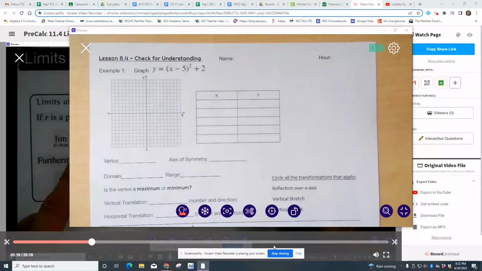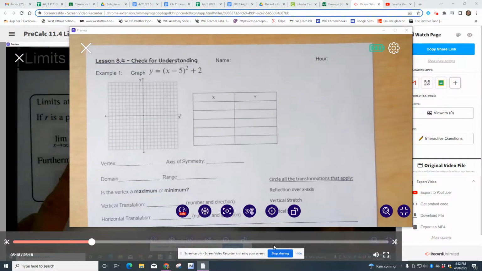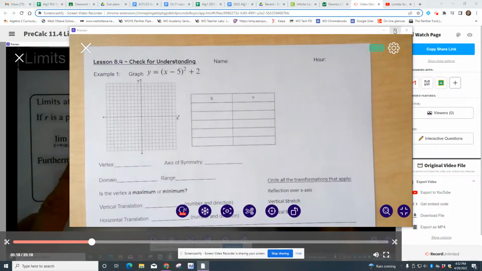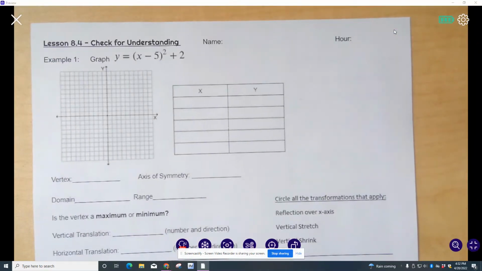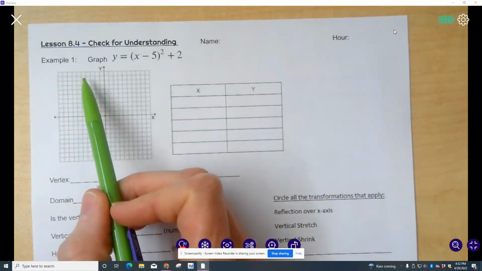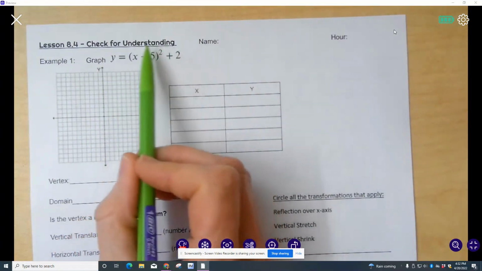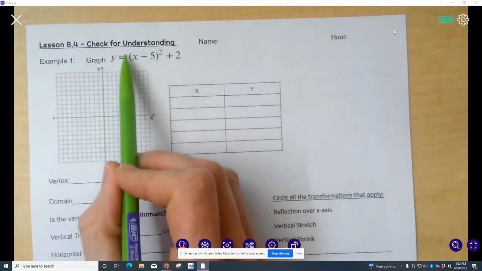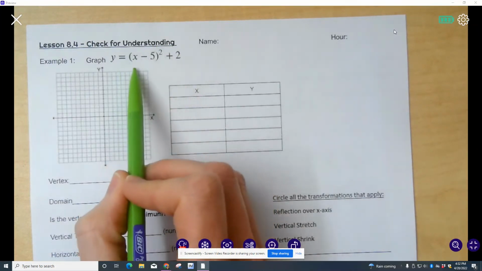Hey, Algebra 1 students. This is a video for Lesson 8.4, Check for Understanding. I'm just going to go through Example 1. Now, if you remember in class, this is that new form that we discussed yesterday.